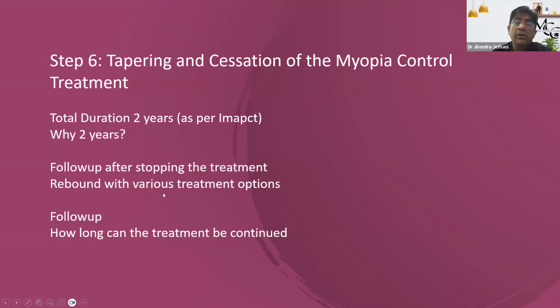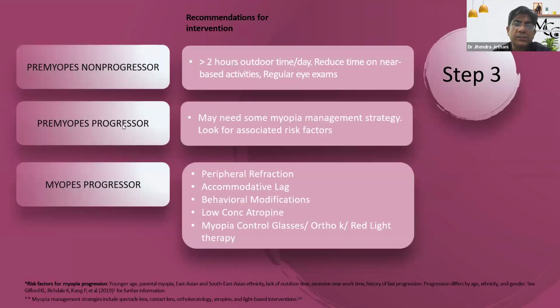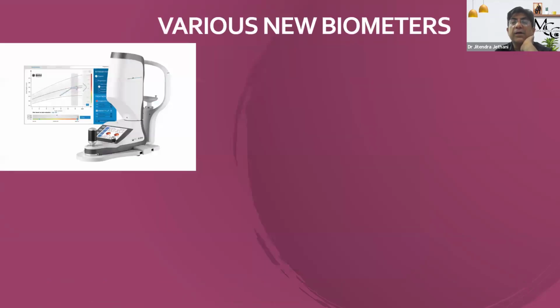You have to look for rebound with all the treatment options. Rebound is more common with atropine, more common with higher concentration of atropine, and so this is a small algorithm to know what is to be done in pre-myopes who are non-progressors. So absolutely nothing. Pre-myopes who are progressors may need some management strategy if they are losing their hyperopic correction very fast. And then there are myopes who are progressors. We can either give them atropine or myopia control glasses, or some rare things like ortho-K or red light therapy if it is available.